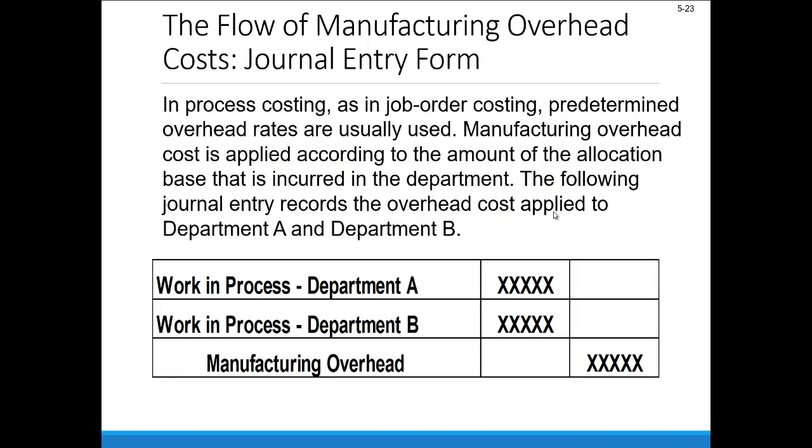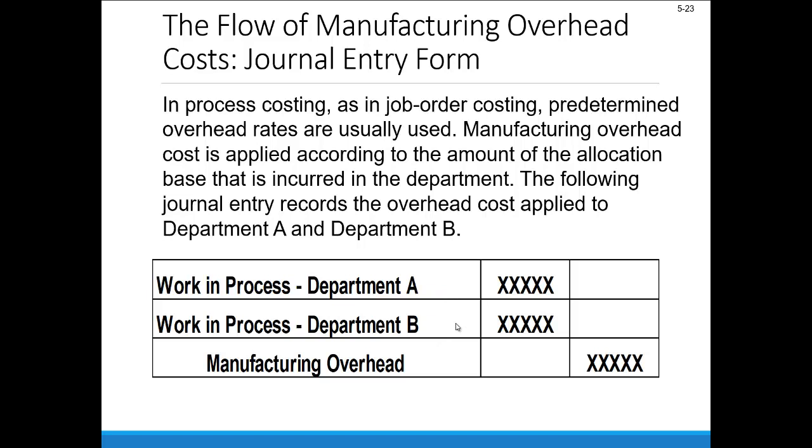Now in process costing, predetermined overhead rates are generally used as well. Overhead cost is applied according to the amount of that allocation base, or the cost driver, or the measure of activity that's incurred in the department. So very, very similar again to our job order costing system. We'd have an entry that looks similar as well, but again, we'd have these separate processing departments reflected there.